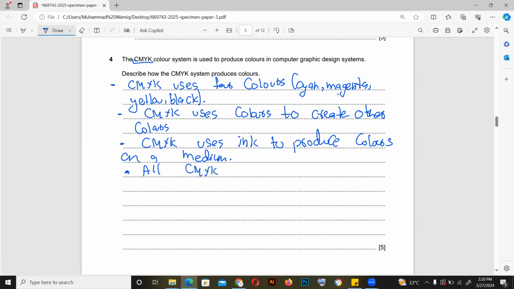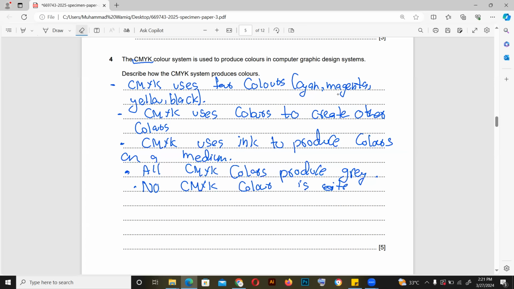All CMYK colors produce gray. Gray color must come. I can write this here as that no CMYK color is white. So these are some properties of CMYK.